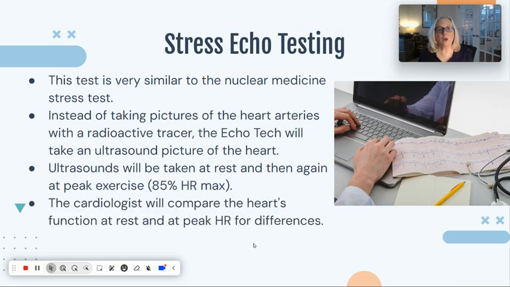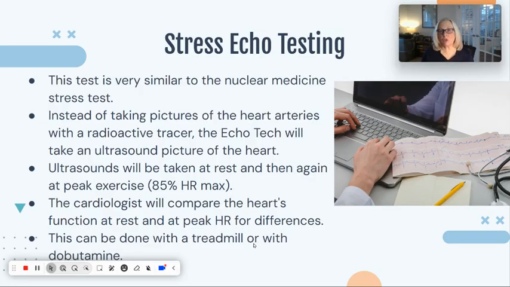So a cardiologist is there again. They're just there to monitor what we're doing. They're going to compare the heart function at rest and at peak for any differences. Are those ventricles squeezing as hard as they're supposed to? Is the blood flowing like it's supposed to? So they're looking at the physiological more so than if there's a blockage. So it looks a little bit different. Same idea. The stress part is completely the same, but what they're looking for is a little bit different. Just two different ways to do it.